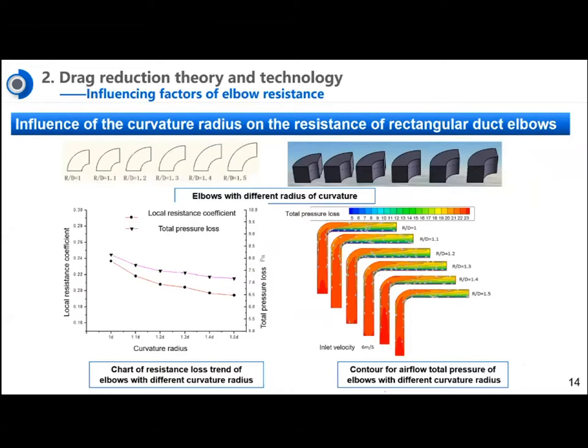As for the influence of the radius of curvature of a rectangular duct air elbow on the resistance loss of the air elbow, we did some simulations and experimental research based on air elbow models with different radii of curvature.